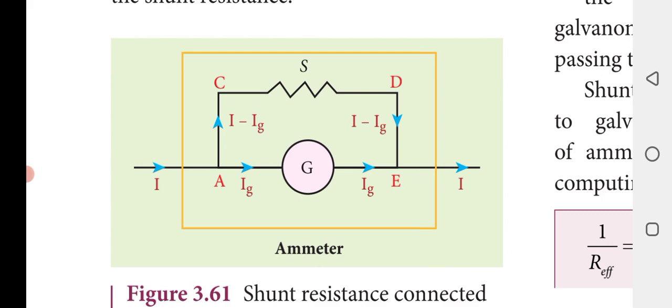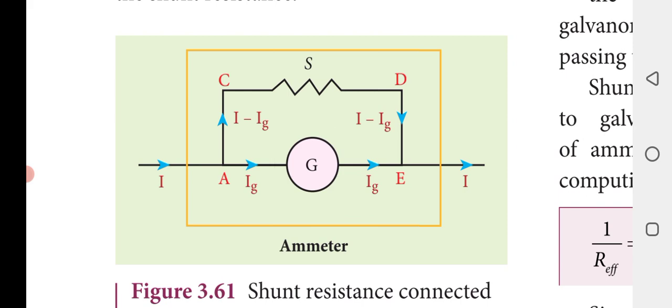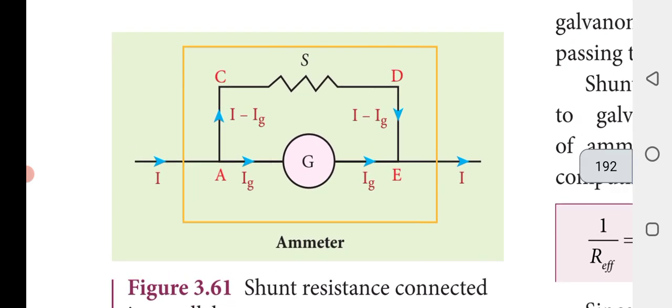So this is a circuit. I is the circuit current which passes through it, and we have to connect the parallel resistance for that. Ig is the galvanometer current, and the remaining current goes through the resistance. So I minus Ig, where I is the original current, is the current through the resistance, and it comes down and joins the I value. So these are the parameters we use.